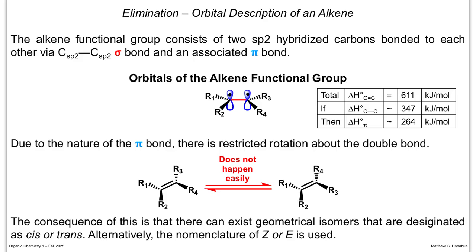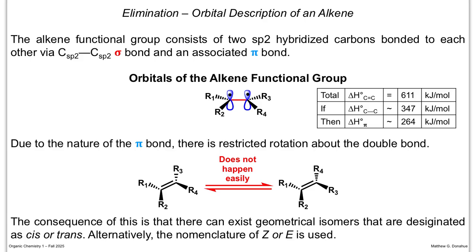So before we get too far into the arrow pushing here, because there's 2 different types of beta hydrogens, we're always going to form a double bond between an alpha and a beta carbon. We have 2 types of beta hydrogens. That means we can form different products. And so the distribution of those products is going to be related to the stability of the double bond that's formed.